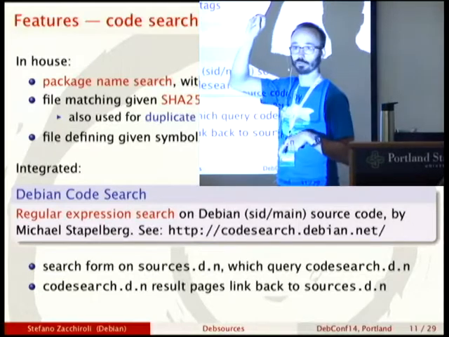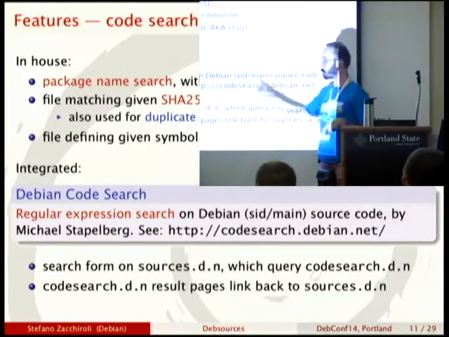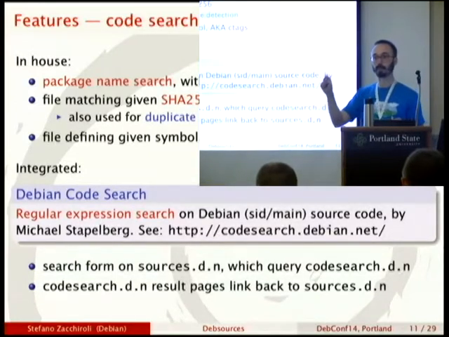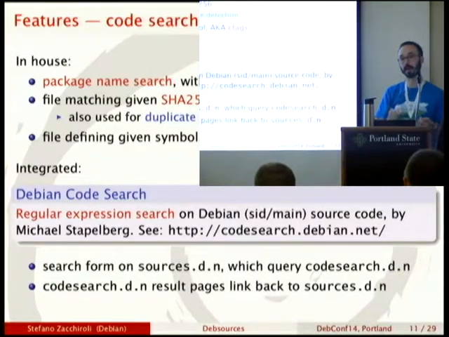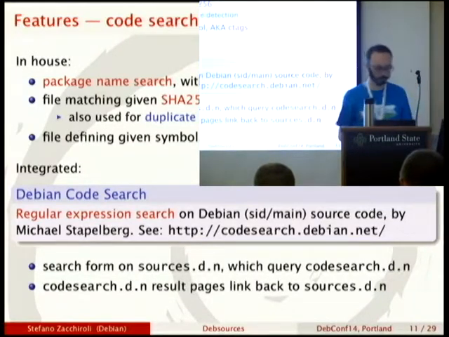So essentially, you have a search form for source code on Sources DebianNet, which will use Code Search DebianNet to do the search. And the result you will get from Code Search DebianNet will point back to DebSources to show you the results in the usual interface.